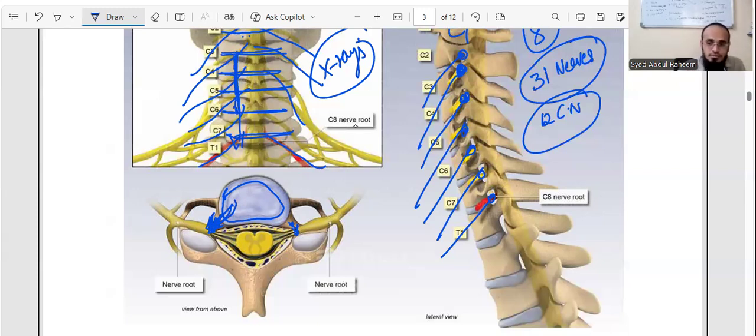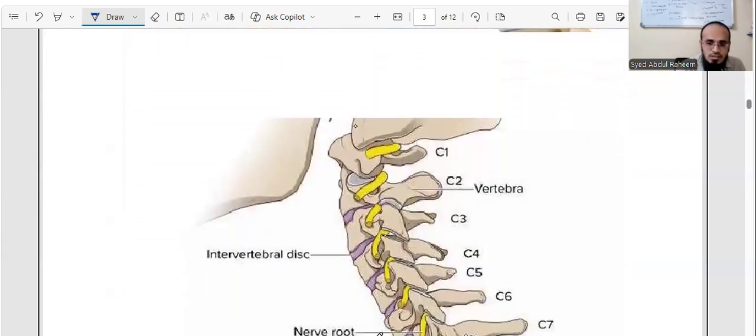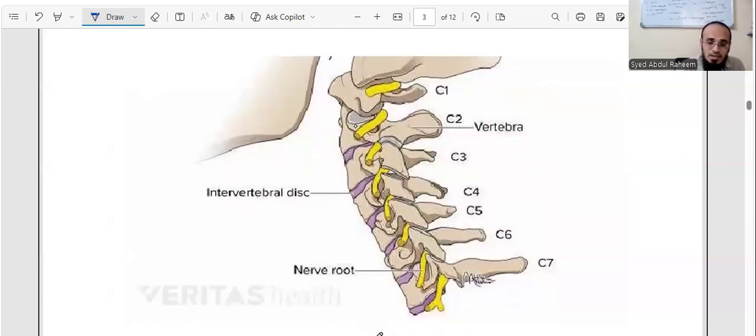Okay, spinal nerves. Then what will happen? Whichever spinal nerve is affected, that area will give the symptom. That area will give the symptom. So this is the basic anatomy. Okay, next, these are the nerves: C1, C2, C3, C4, C5, C6, C7. These are the spinal nerves.